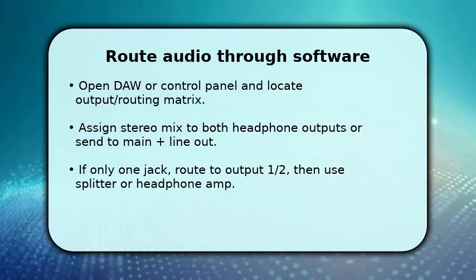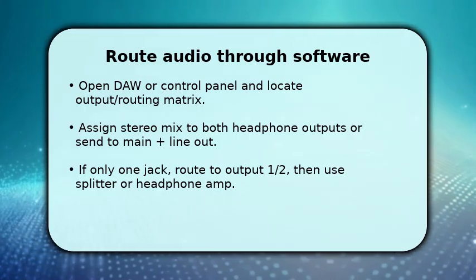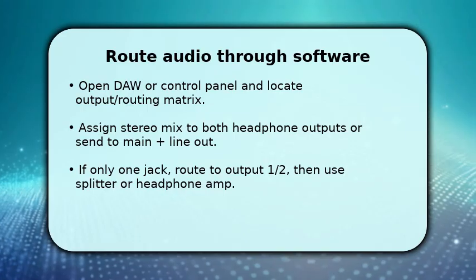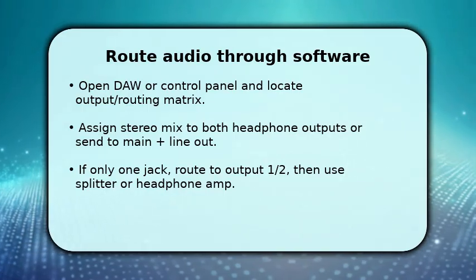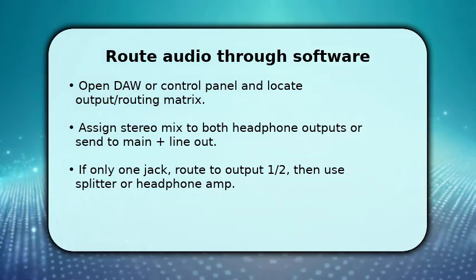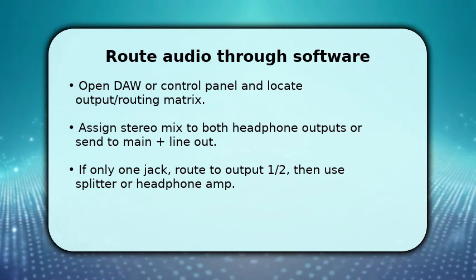If there's only one physical jack, make the mix go to outputs 1/2 and use a proper stereo splitter or a small headphone amplifier to feed 2 cans. This preserves level and impedance.